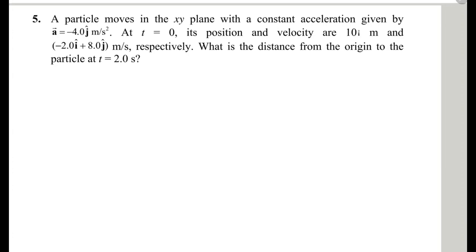A particle moves in the xy plane with a constant acceleration given by a equal to minus 4 j hat. At t equals 0, its position and velocity are 10 i hat meters and minus 2 i hat plus 8 j hat meters per second, respectively. What is the distance from the origin to the particle at t equal to 2 seconds? Since it's asking about the distance from the origin, we need to find x and y coordinates here.